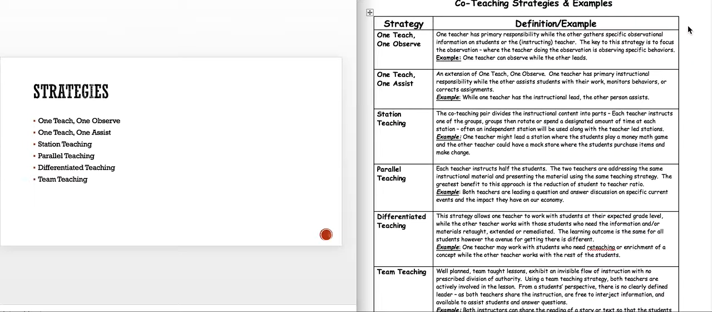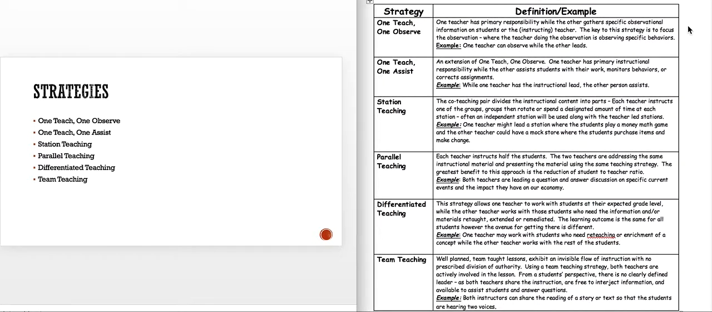The next strategy is differentiated teaching. This strategy allows one teacher to work with students at their expected grade level, while the other teacher works with those students who need information and/or material either retaught, extended, or remediated. The learning outcome is the same for all the students, but the avenue of getting there is different. So one teacher may be working with students who need reteaching or enrichment of the concept, while the other teacher works with the rest of the students.